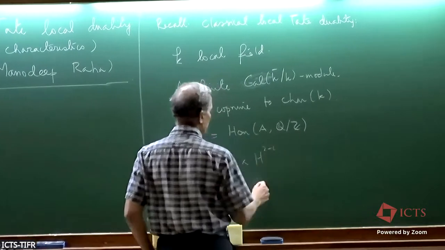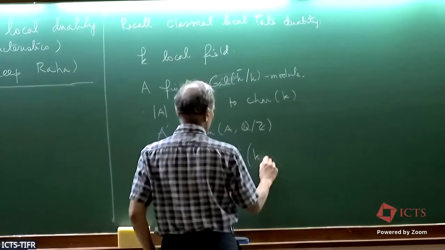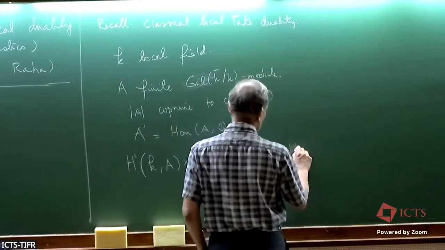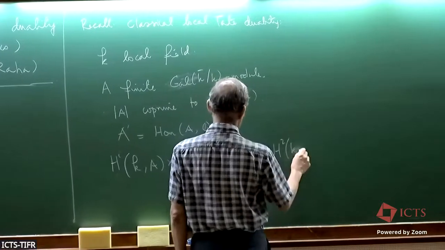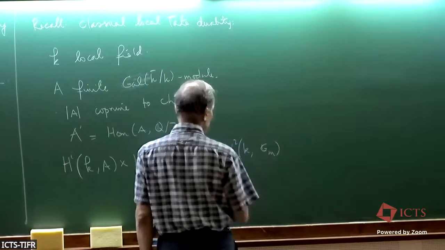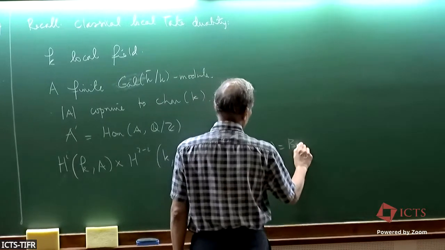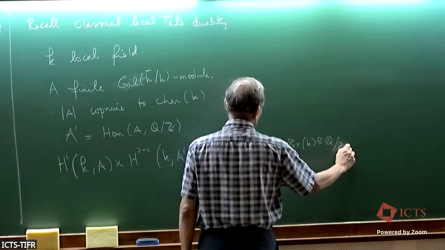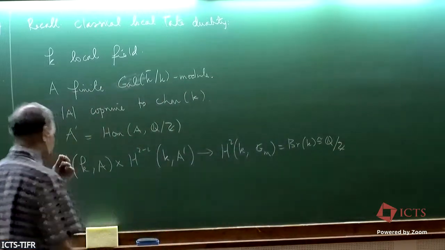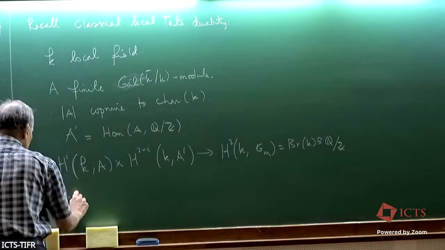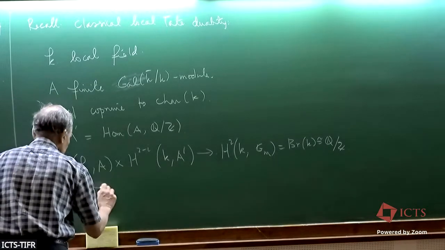Then the local Tate duality says that if I take H^i(K, A) cross H^(2-i)(K, A dash), that maps to H^2(K, G_m), which is the Brauer group of K, isomorphic to Q/Z. The theorem is that this pairing is perfect.